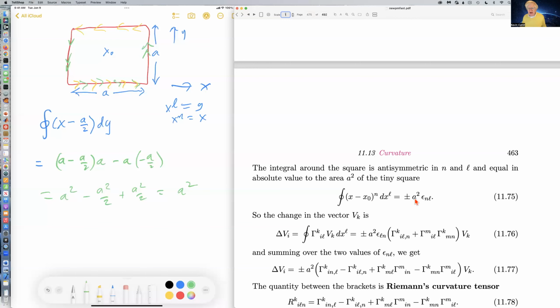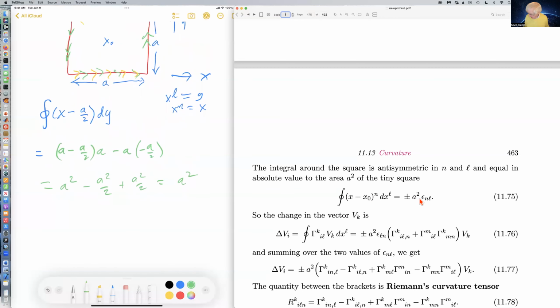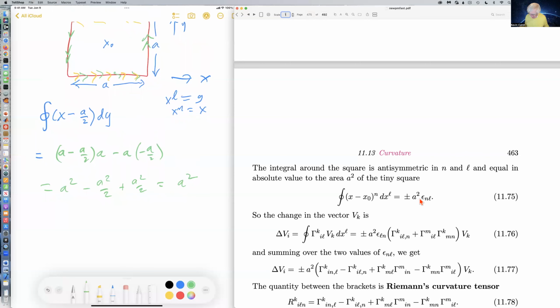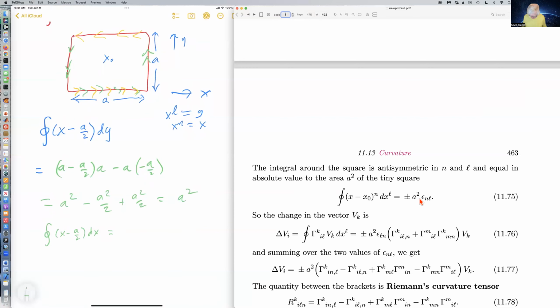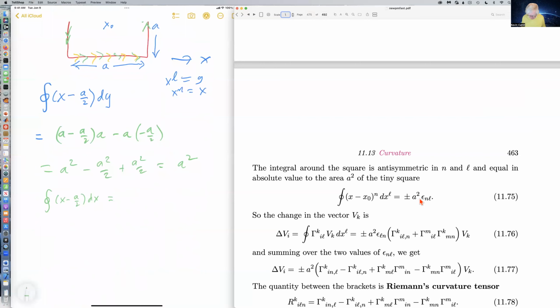So this thing is plus or minus a squared, and it's 0 if we were integrating in the same direction. So maybe I should do that in particular. So let's do the integral. Now, I haven't actually thought about this. Let's make that x still. And so I'm doing this live. I haven't prepared this. I haven't done this integral in probably 10 years.